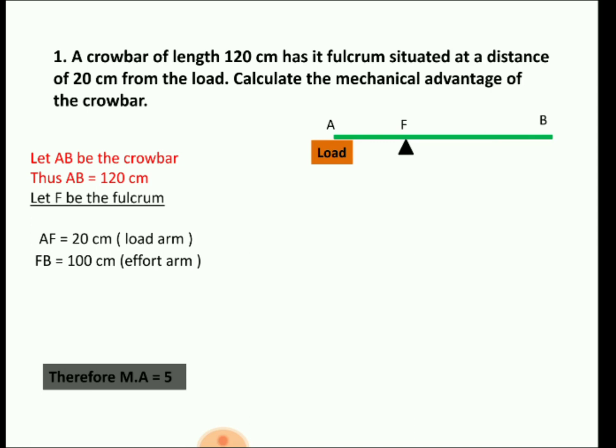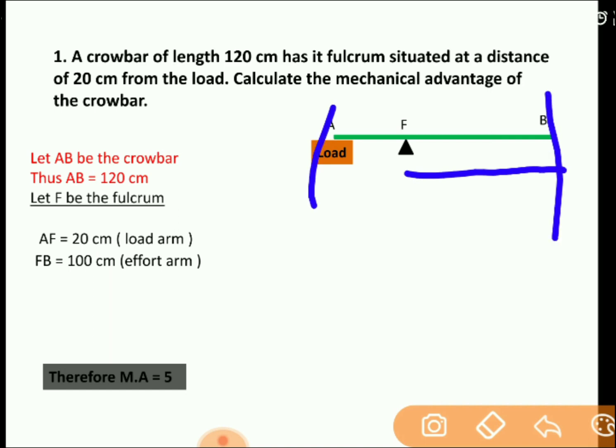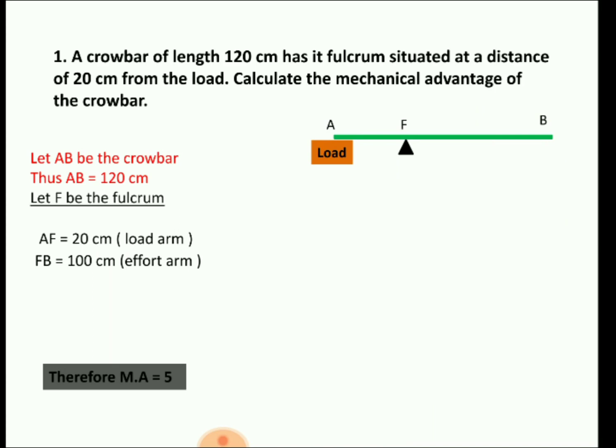Since AF equals 20, FB will be 100 cm, because the total length is 120 cm. If AF is 20 cm, the remaining distance of the crowbar should be 120 minus 20 equals 100 cm. So this length is 100 cm. Since point A is the load, point B will be the effort. So the distance from fulcrum to point B, FB, will be our effort arm.